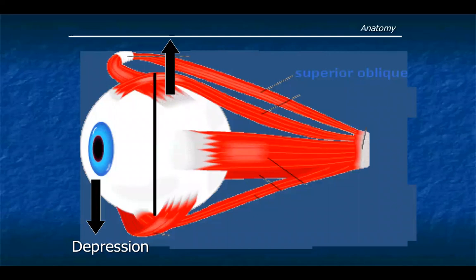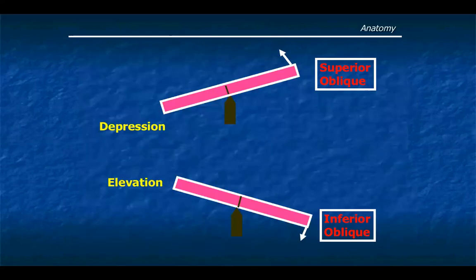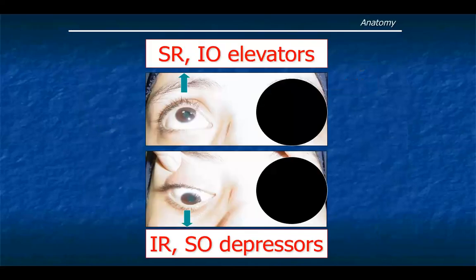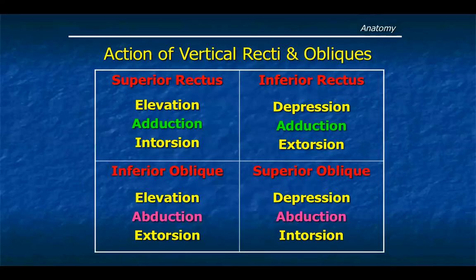When it contracts, it will elevate the back of the eye, so it will depress the front of the eye. So it produces depression, just like the seesaw as seen in this picture. So the elevators of the globe are the superior rectus and the inferior oblique, and the depressors of the globe are the inferior rectus and the superior oblique. So this was the first action.